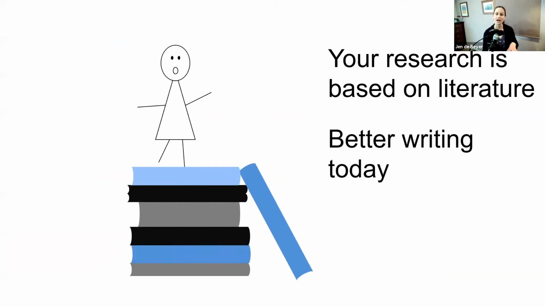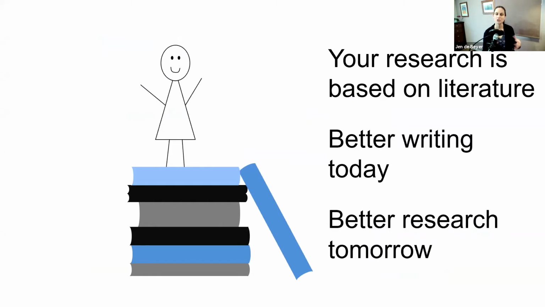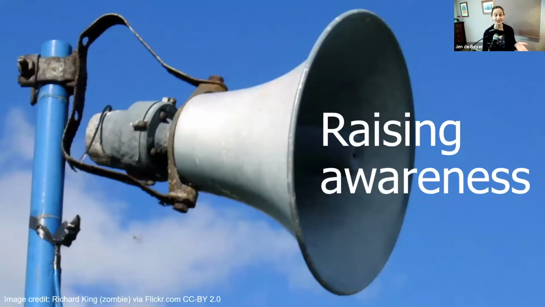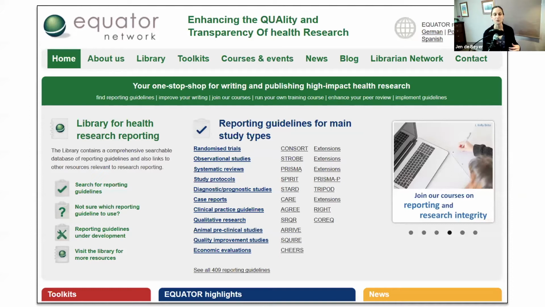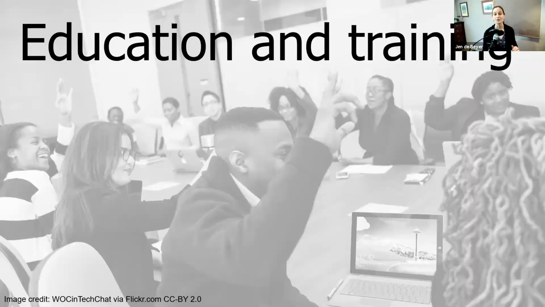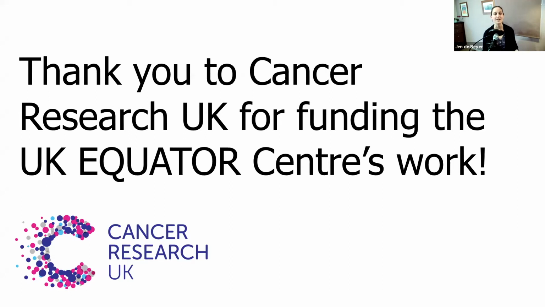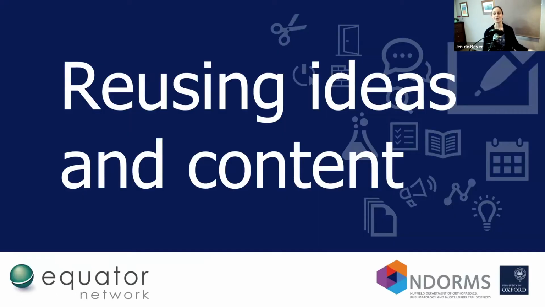So the Equator Network, basically all of the research that you do is based on existing literature. So by improving how people write about their research today, we're ensuring better quality research tomorrow. We do this in three ways. We raise awareness of tools called reporting guidelines, which are these amazing checklists to help researchers remember all the important details for their articles. We host a website filled with resources on academic writing, including all of the reporting guidelines available for human research. And we offer education and training, which is why I'm here today. And a huge thank you to Cancer Research UK, whose funding supports the UK Equator Centre's program of research and training.